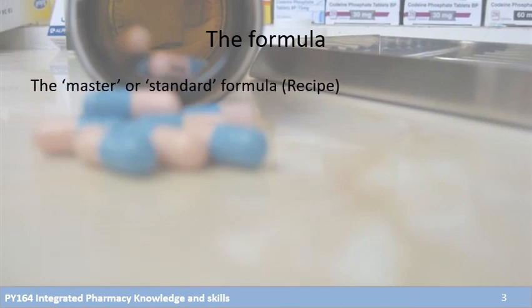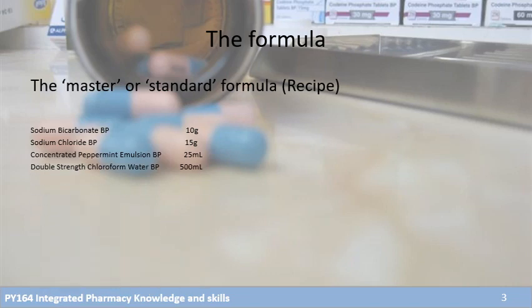Okay, so what have we got? We've got a formula, and what will tend to happen is this will be given just like in a recipe book. You will be given what they call a standard formula or a master formula. So you can see here that we have sodium bicarbonate. We've got 10 grams of that.